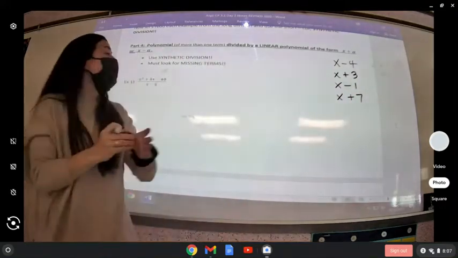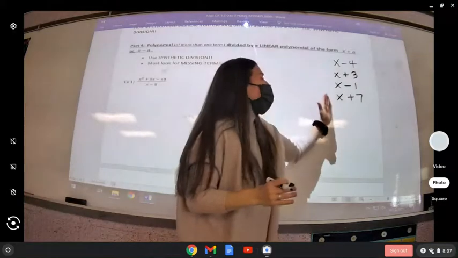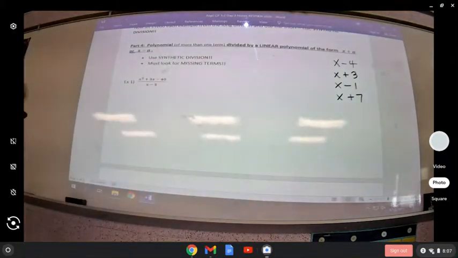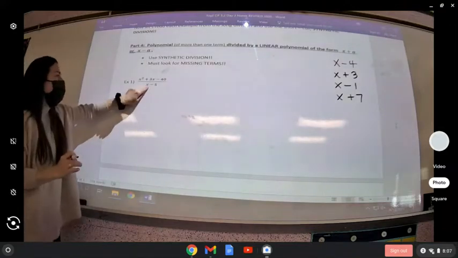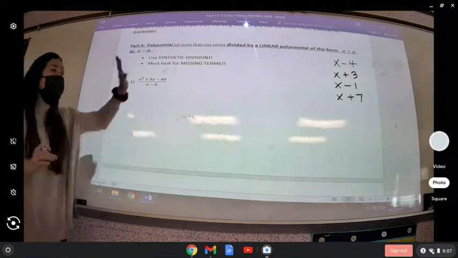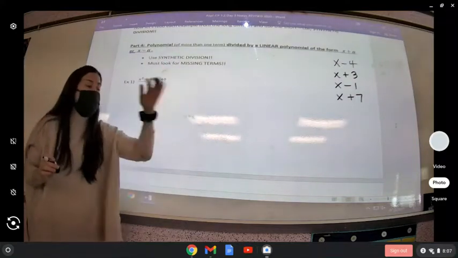It only works if you're dividing by a polynomial that looks like this, a linear polynomial. All right, so guys, here's example number 1. Let's redo it using the shortcut and watch that we get the same answer that we did yesterday.